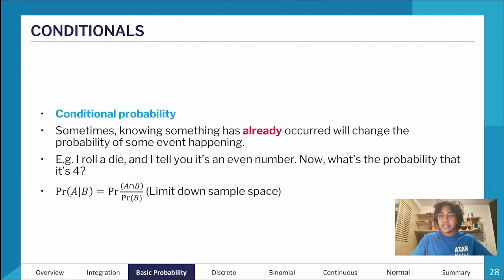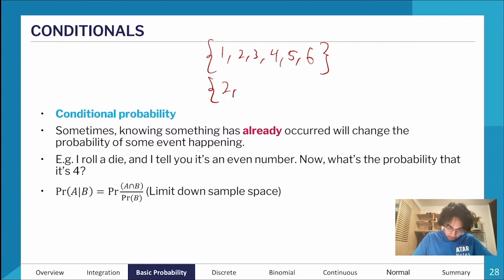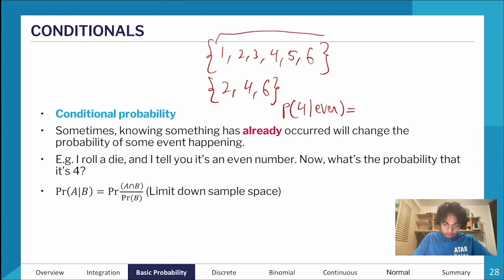Well, let's say it's a 6-sided die. The sample space of this die is 1, 2, 3, 4, 5, and 6. So that's the sample space of all the possible numbers. Now I tell you that it's an even number, so all the even numbers are 2, 4, and 6. Now if I want to work out the probability that it's a 4, given that all of these are even, I look at how many times 4 happens in the original set.